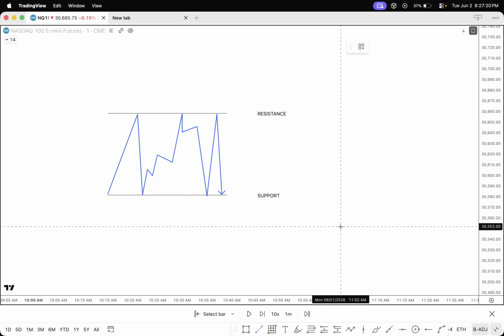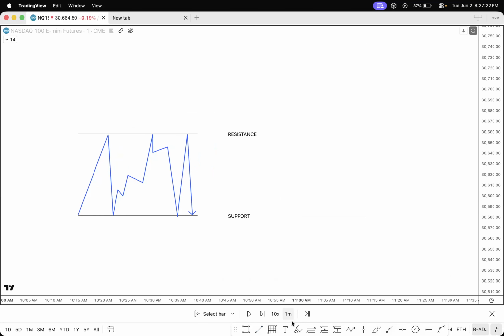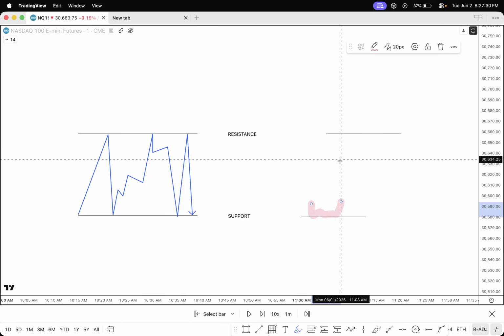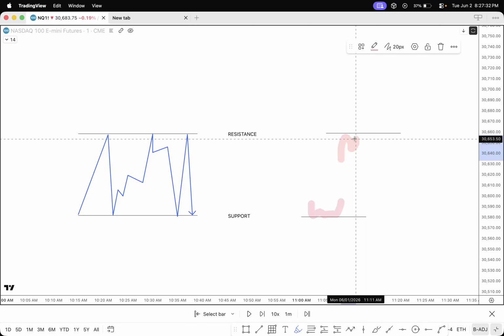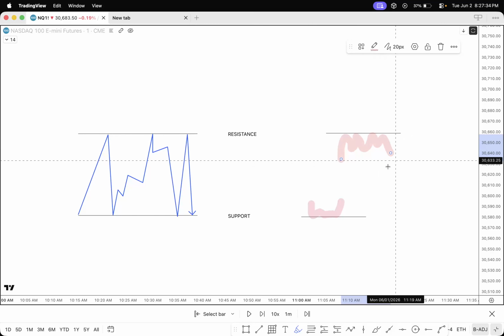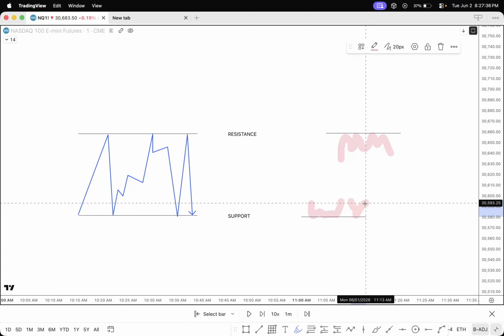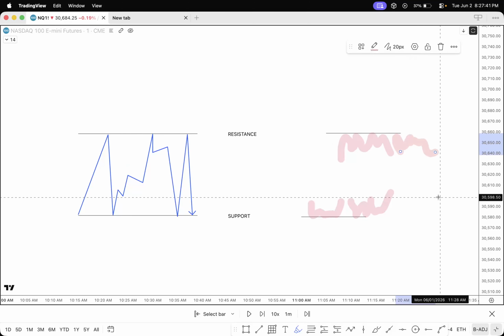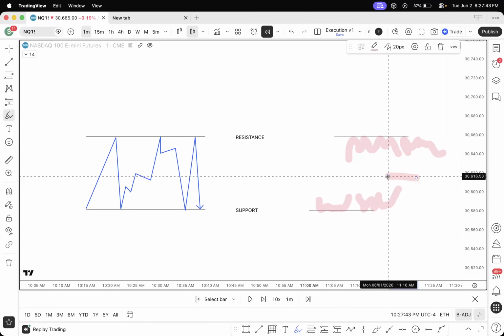Support and resistance refer to the same thing, except support is on the bottom and resistance is on the top. So support looks something like this, and resistance is on the top. It's resisting. It's like a roof. And then support is like a floor, so you can't go below the floor. Resistance is like the ceiling. You can't go above the ceiling, if that makes any sense.